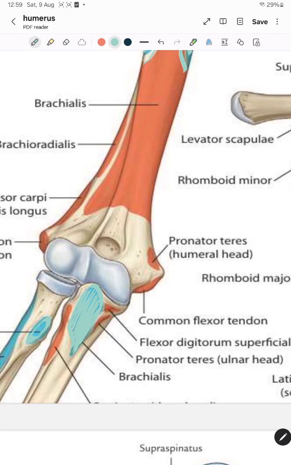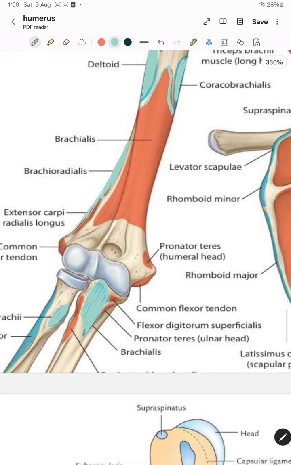This is the attachment of the biceps brachii on the radial tuberosity. Ulnar tuberosity, brachialis; radial tuberosity, biceps brachii. And this is the lateral supracondylar ridge. The upper two-third is for brachioradialis, and the lower one-third is for extensor carpi radialis longus.